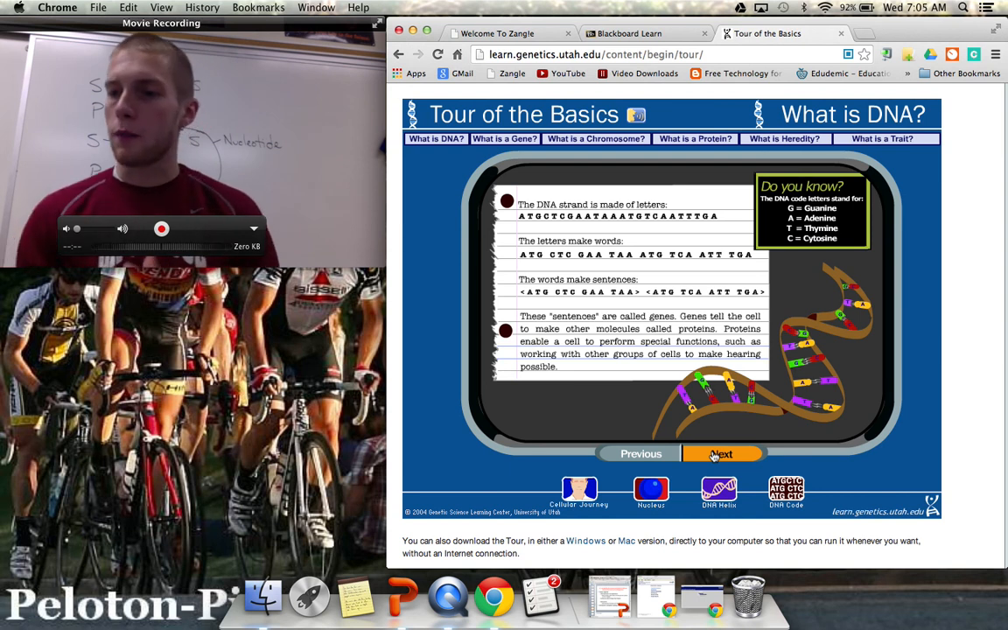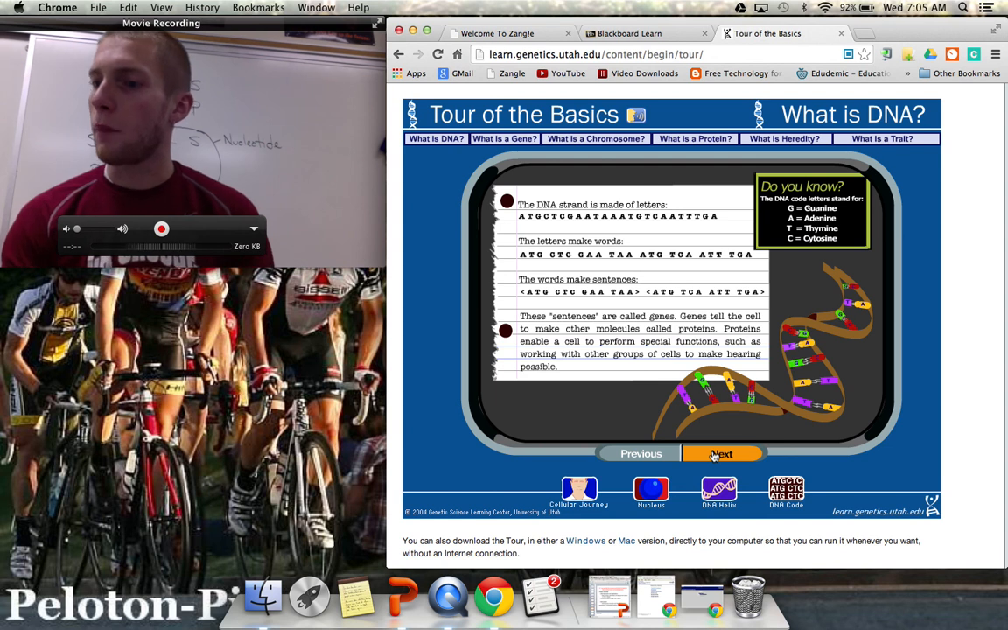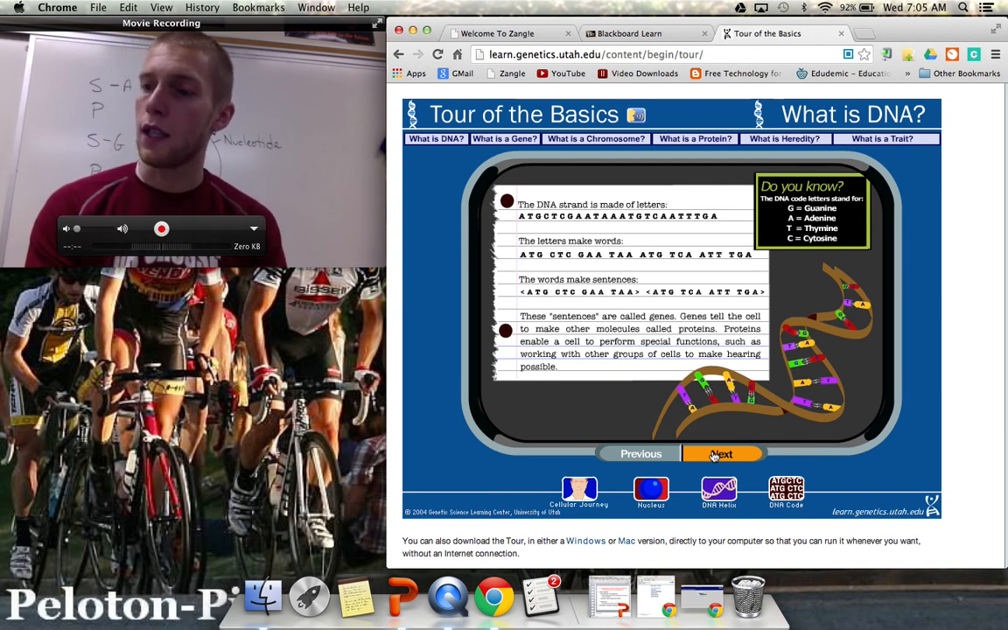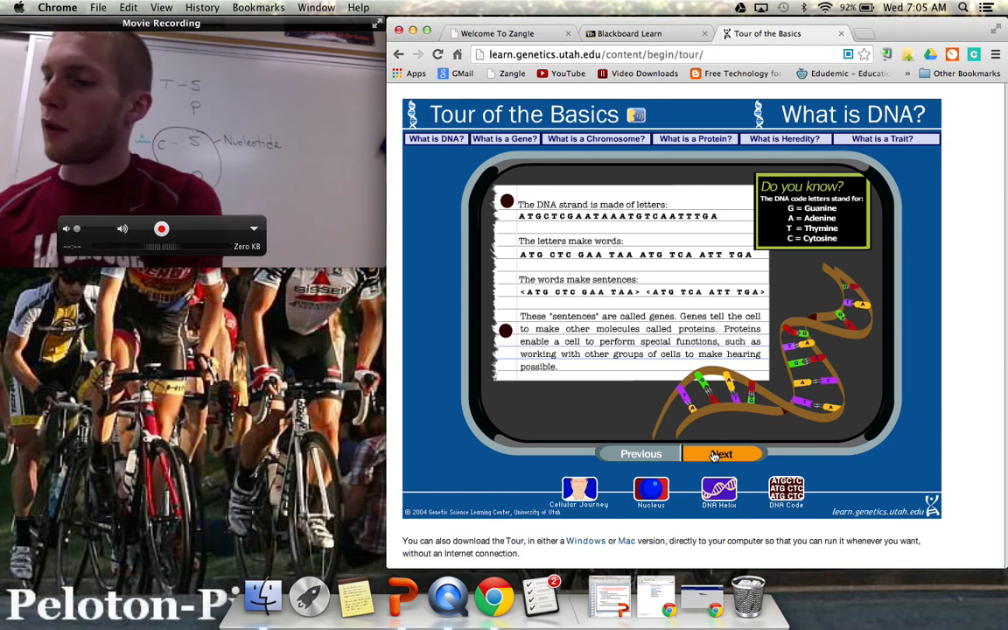If you go to the next page of your notes, you'll see that there is a piece where it asks you to go ahead and pair up the proper nitrogen bases with A, T, C, G, T, A, and G, C. If you could go ahead and do that at this time really quickly, that would be great.